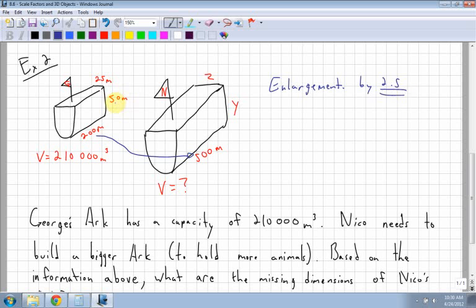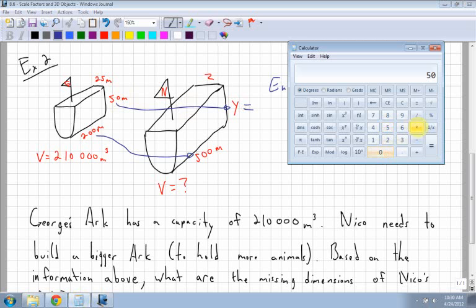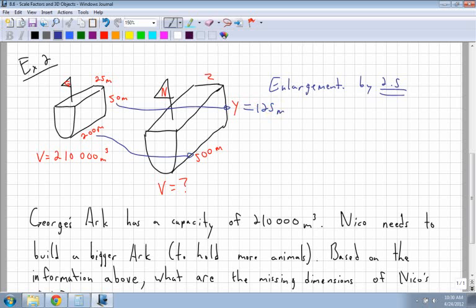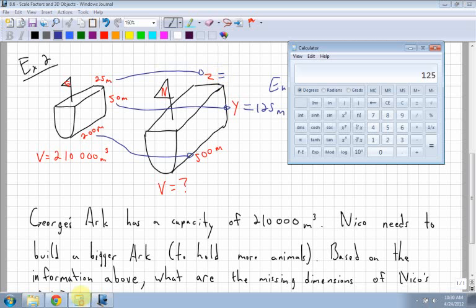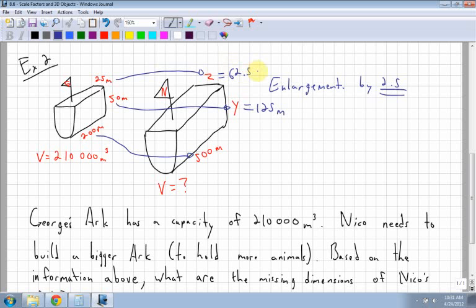To figure out what my height is going to be for y, I take 50, multiply it by my 2.5, which is my scale factor, and it's going to be 125 meters tall. That's huge. Next one, 25 to z. Z is going to be equal to 25 times 2.5, which is 62.5 meters wide. Again, that's very large. And 500 meters long is half a kilometer. So it's going to hold a lot of animals.